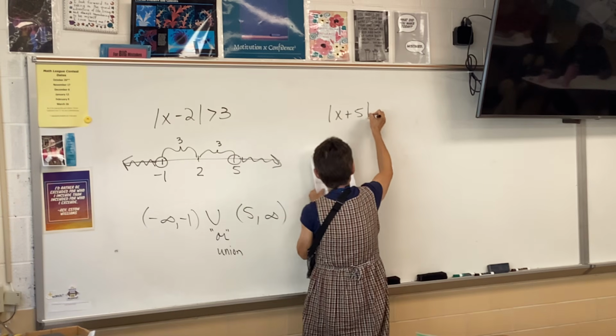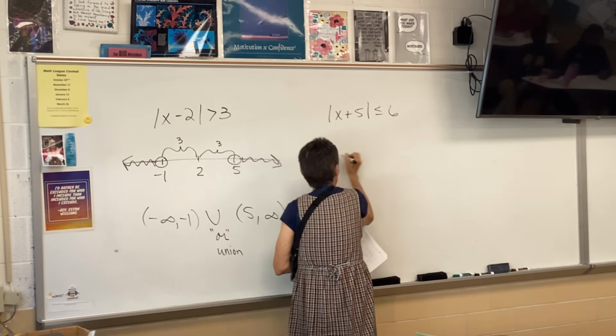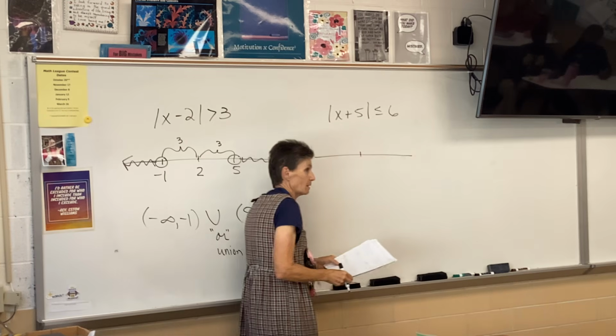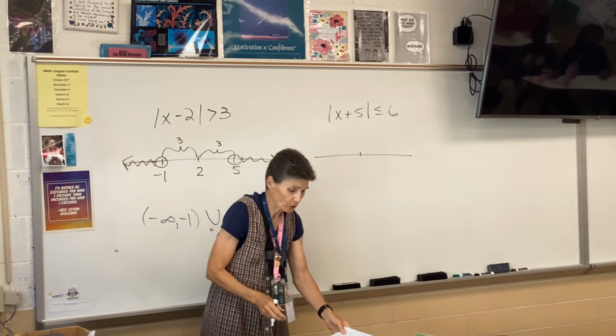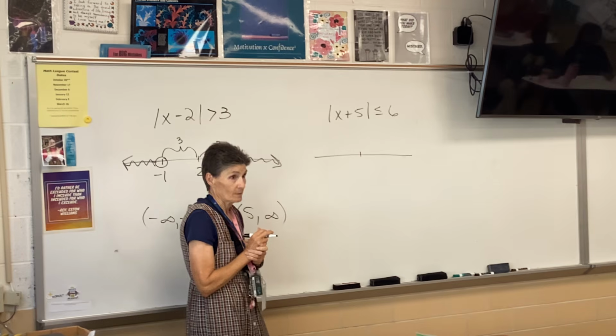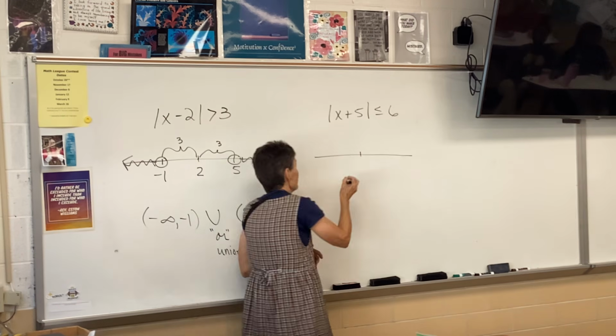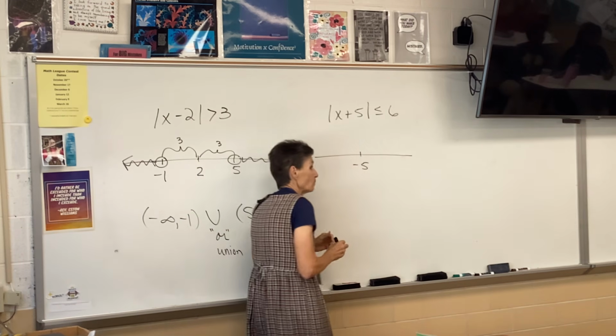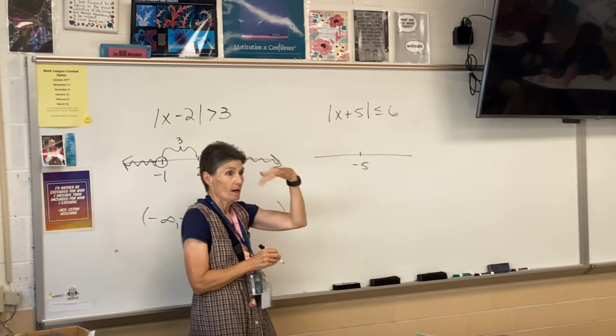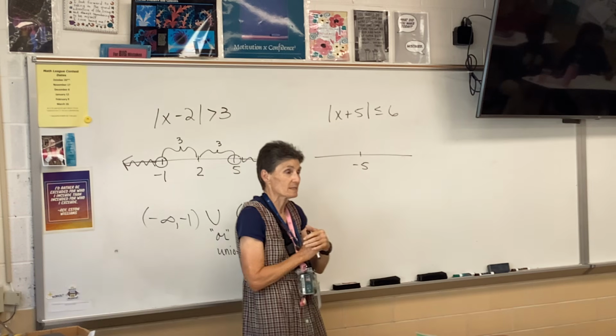All right, let's see if you picked any of that up. Here's my number line. You start right in the middle. What number is going to go in the middle? Negative 5. Because what do we put in the middle? We always put the opposite of what's in the parentheses.